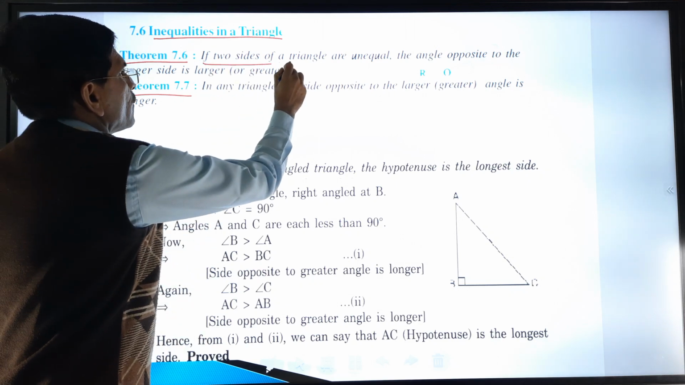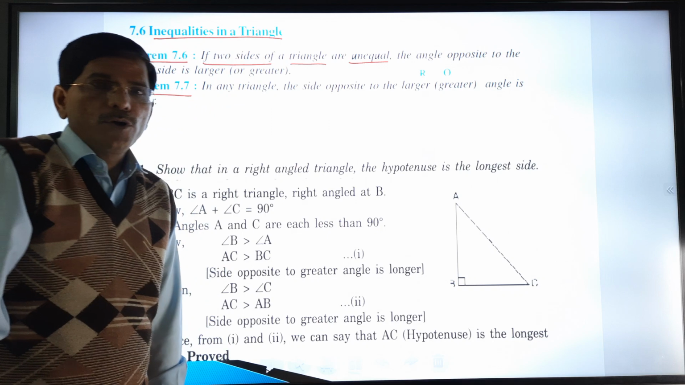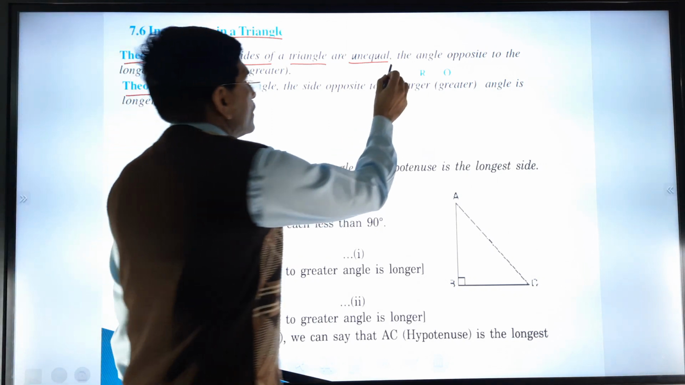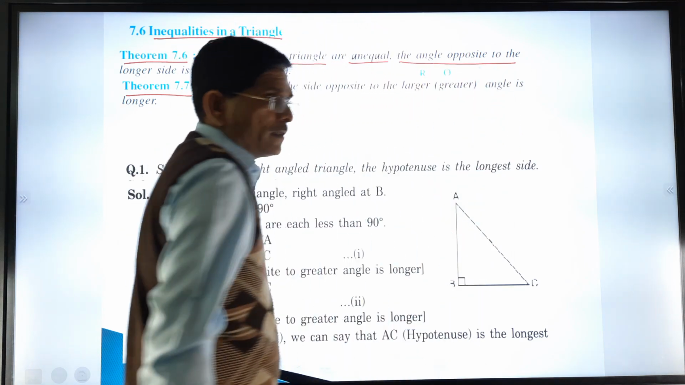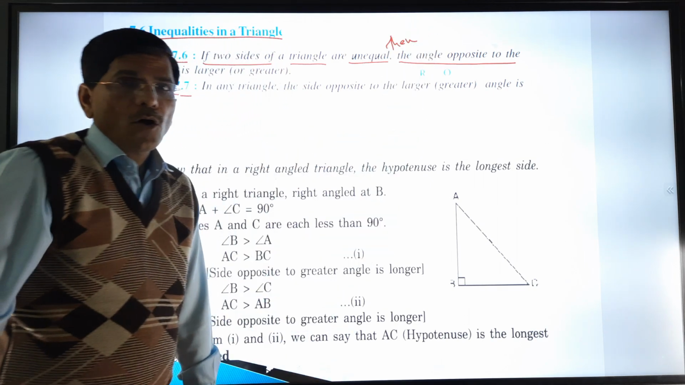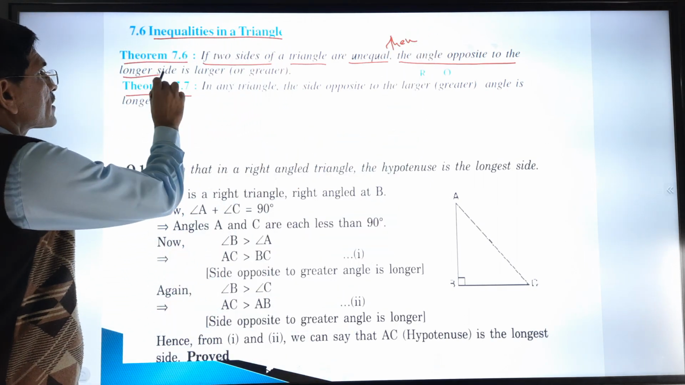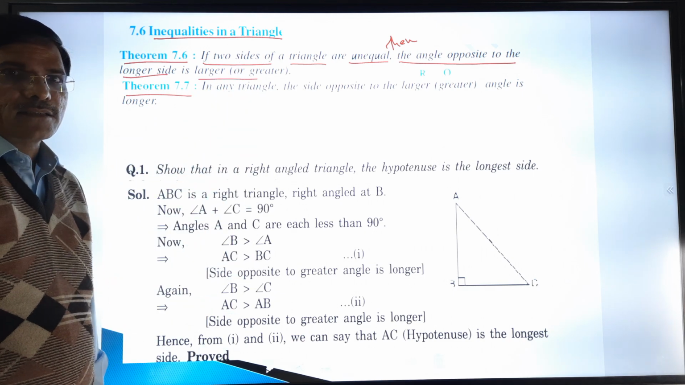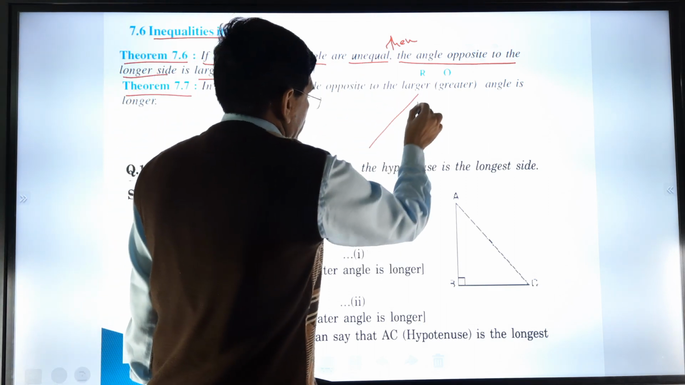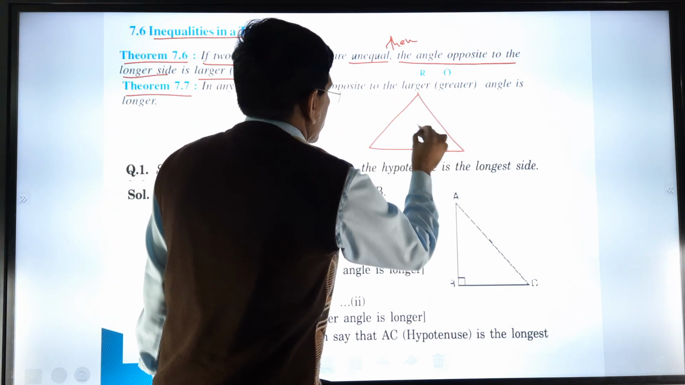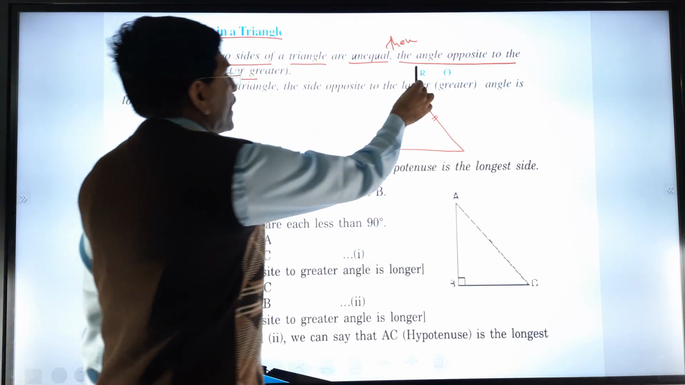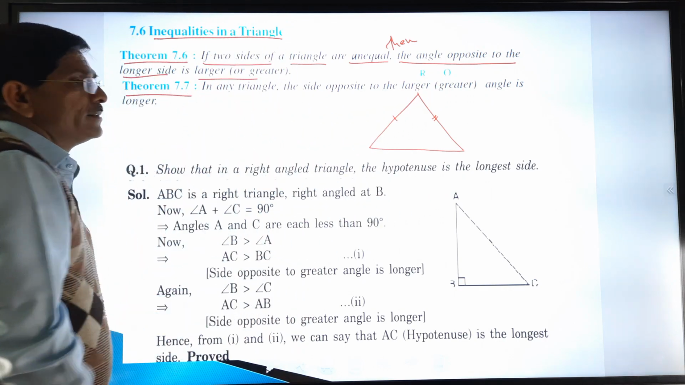If two sides of a triangle are unequal, then the angle opposite to the longer side is larger. What does the theorem say? If two sides of a triangle are unequal, then the angle opposite to the longer side is greater.